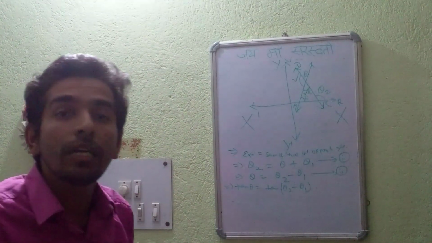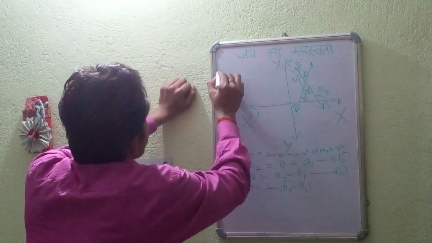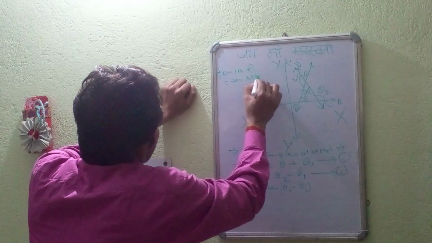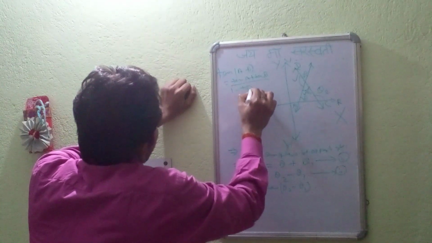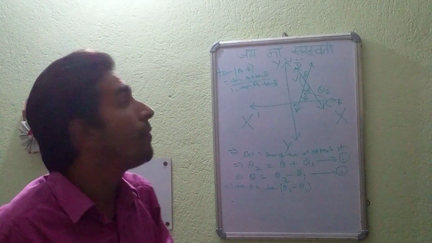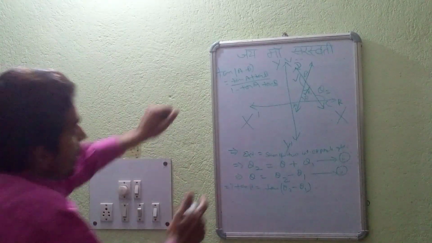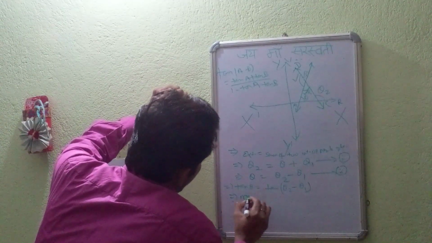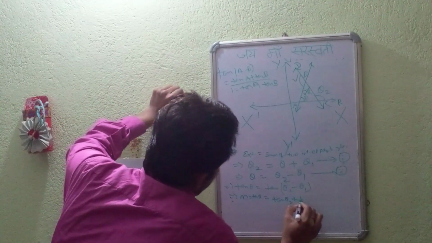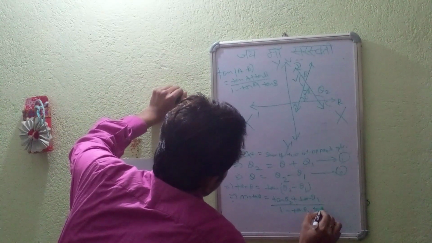Now, we have already studied in trigonometric equations in the lower classes that tan of A minus B is equal to tan A minus tan B by 1 plus tan A into tan B. This is the prescribed formula for tan of A minus B. So we will use that formula here: tan theta is equal to tan theta 2 minus tan theta 1 by 1 plus tan theta 2 into tan theta 1.